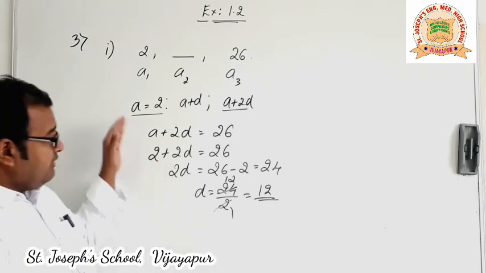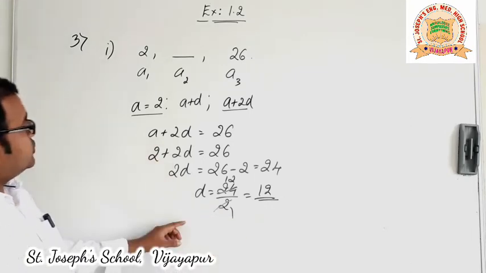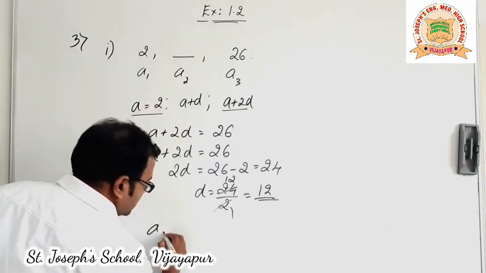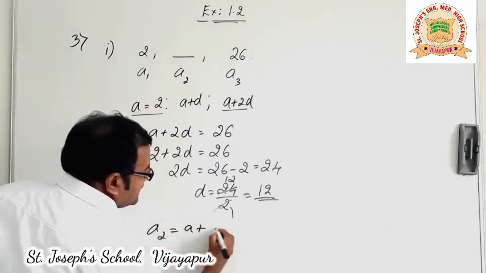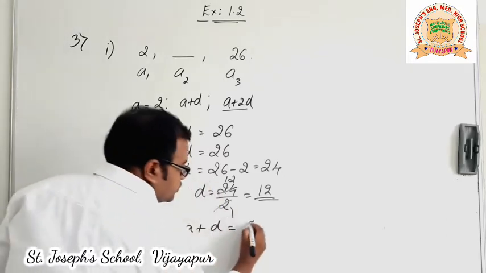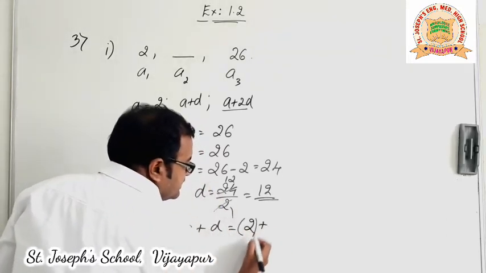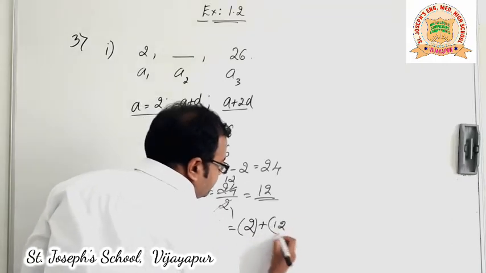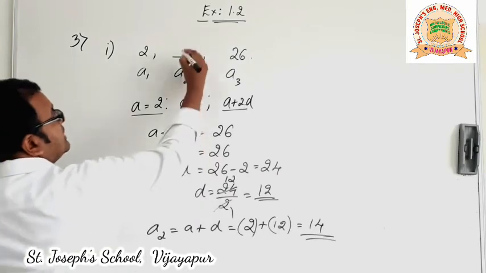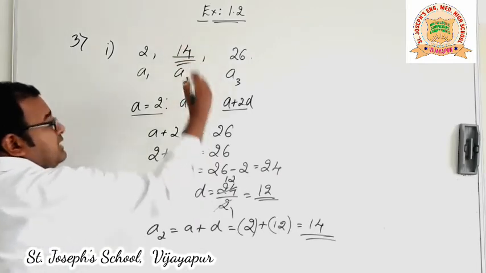We know A, we know D. Using these two, we have to find out the missing term. So what is the missing term? That is A2, A plus D. That is the missing term. Let us put the values. A is 2 plus D is 12. So the total answer is 14. That is the missing term. Let me write that here. Hence the answer.